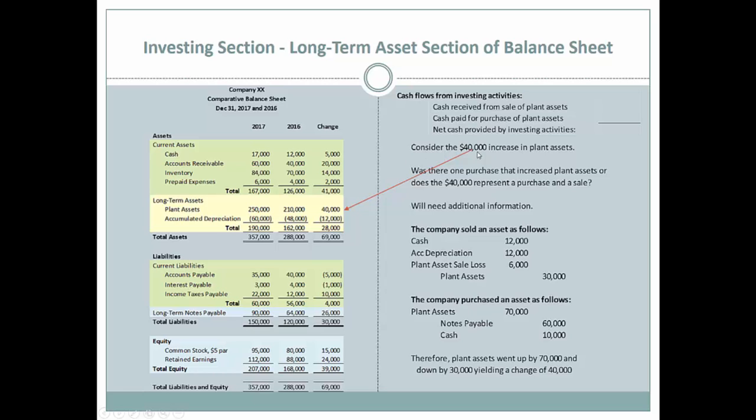We can see that there was a $40,000 increase in plant assets, but we can't assume anything because we need to think about this. Was there one purchase that increased plant assets by $40,000, or does the $40,000 represent a purchase and a sale? We will need additional information.